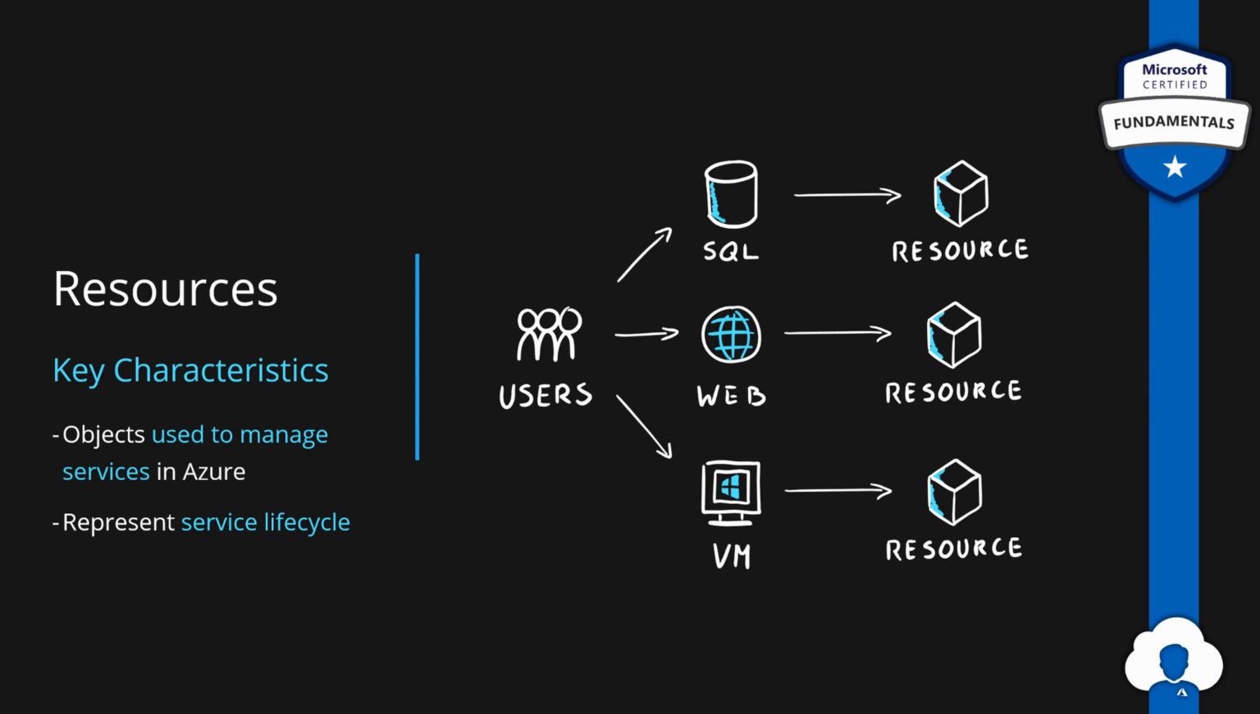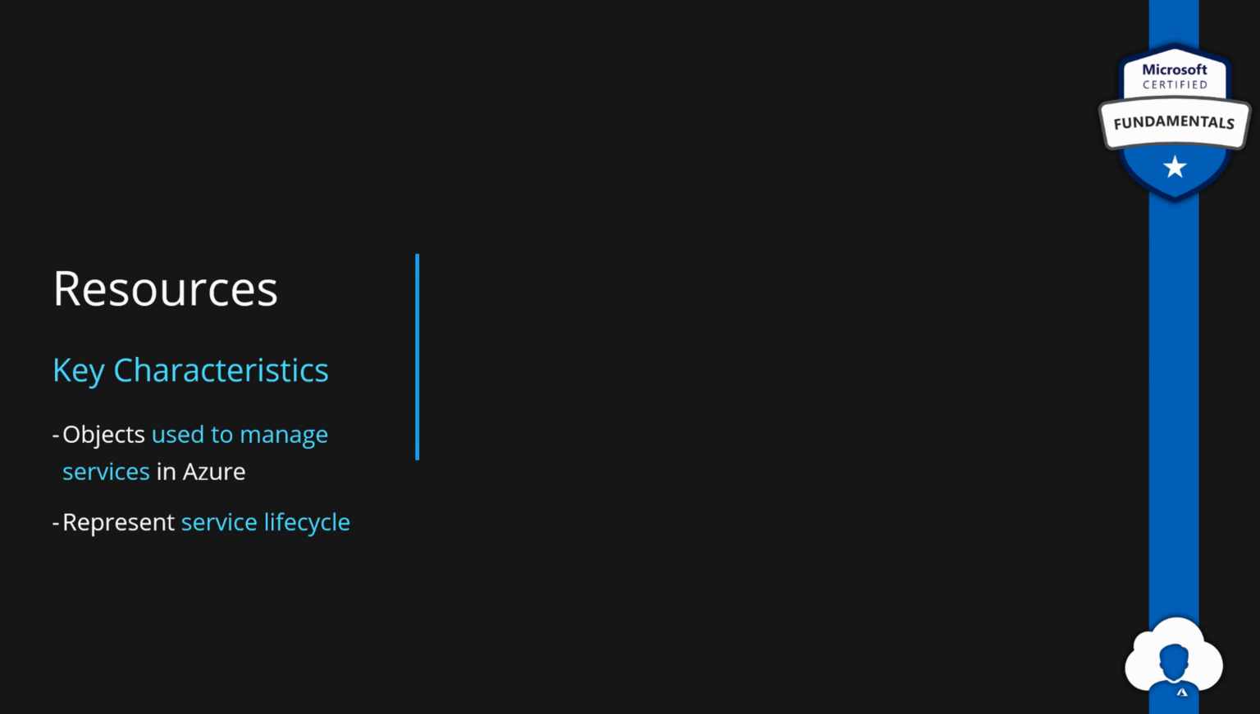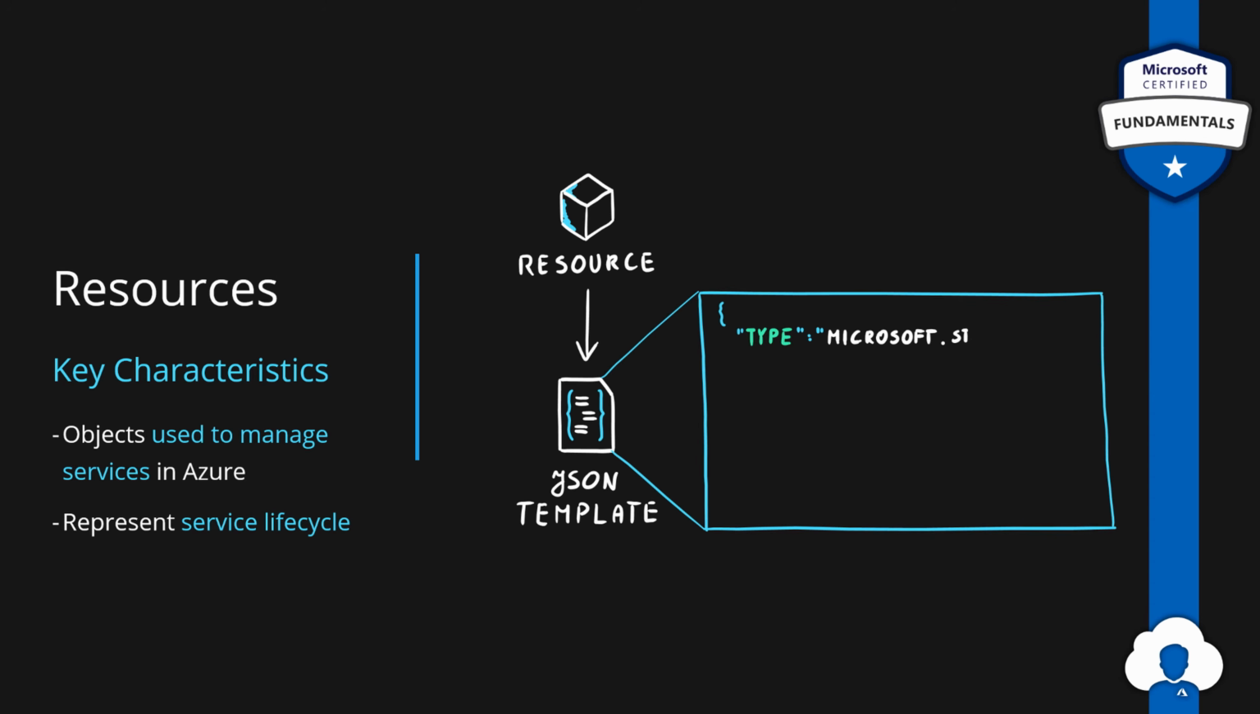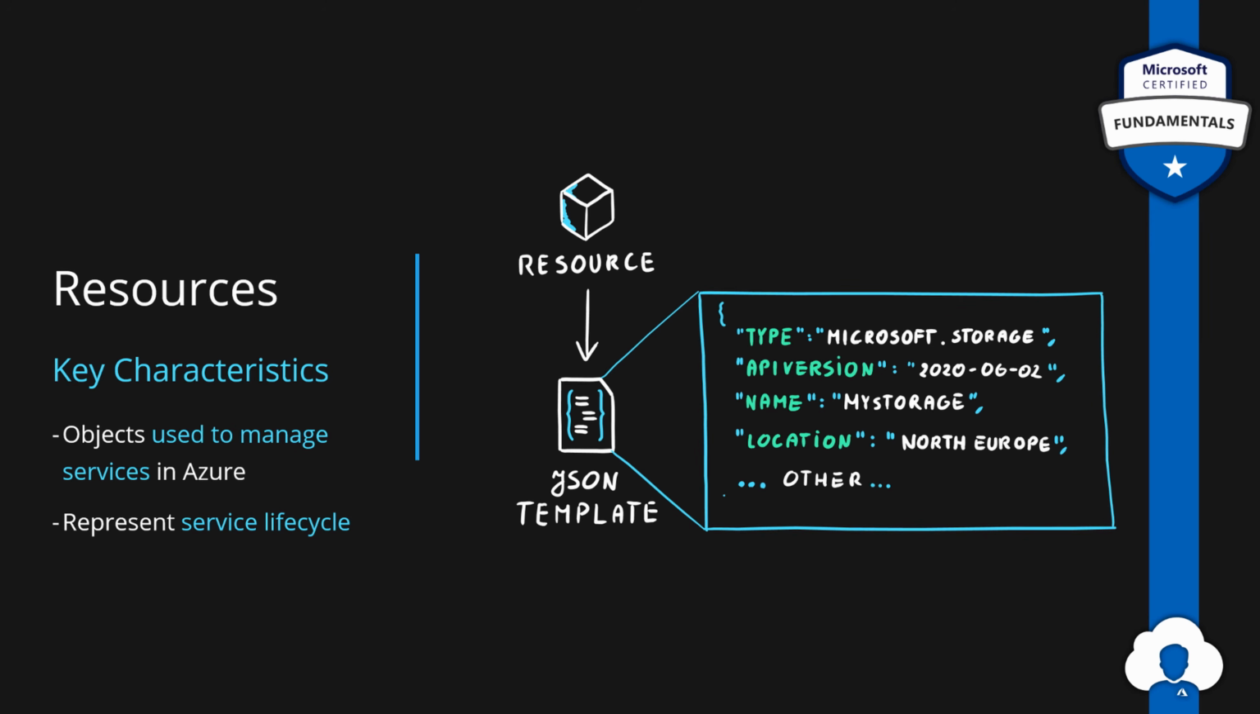Azure uses resources to save all the configurations that you make for your service. Pretty much any configuration option that you have for your service is represented as a property on that resource. All the resources in Azure can be represented as a JSON template. JSON stands for JavaScript Object Notation, and it's a simple file that has properties and values. It's one of the very commonly used standards on the market to describe pretty much any object.